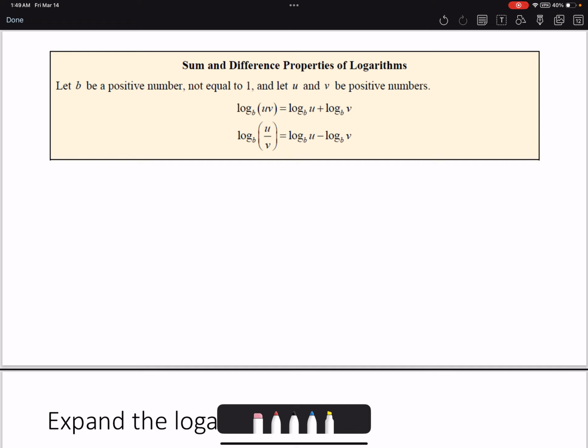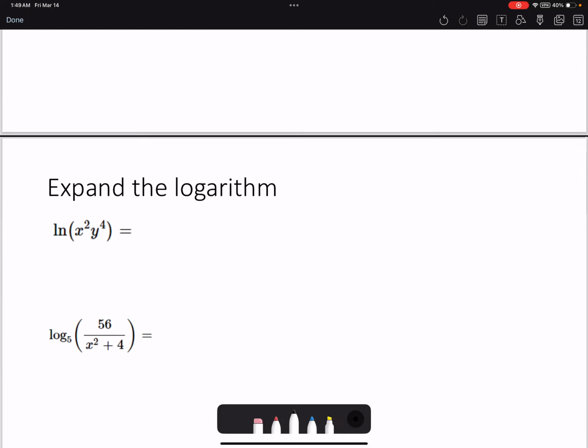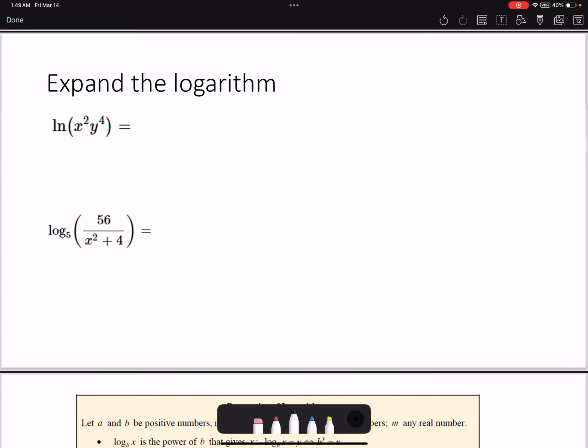So basically, if inside here, if this is multiplying, you can separate it and do a plus. If it's dividing, you can separate it with a minus. You can write it as two separate logs. So let's expand this.